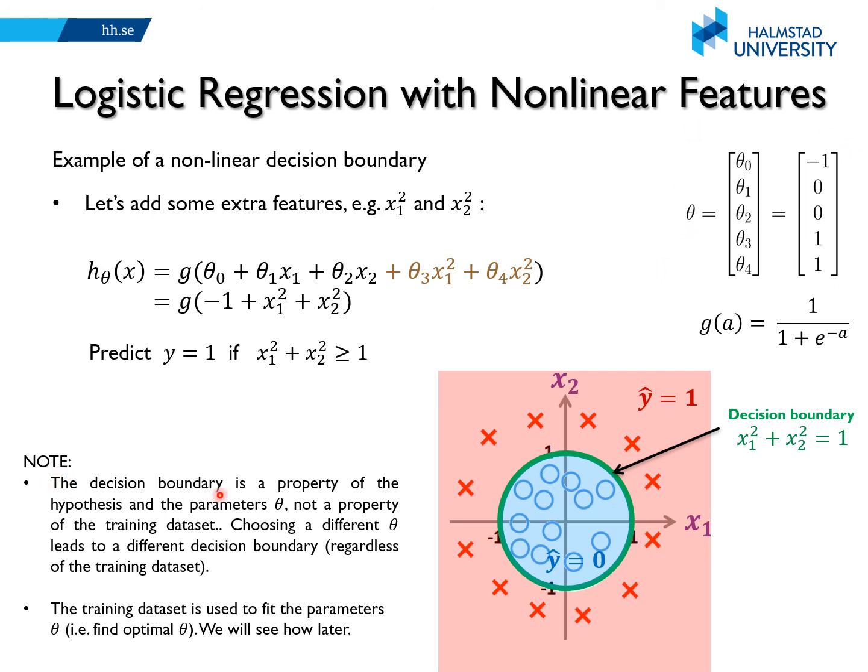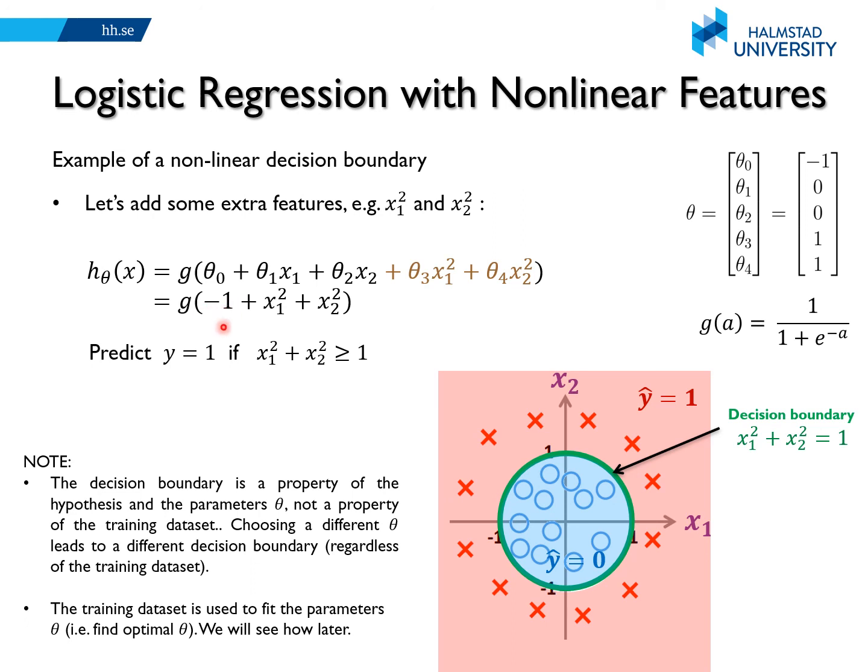Please note that by varying the parameters theta, we get a different decision boundary. So the decision boundary is a property of the parameters. It's not a property of the data, because regardless of the data that we have, by varying theta, we get a different decision boundary. And the training data is used to fit those parameters theta, to find the optimal parameters theta by minimizing, for example, the cross entropy cost function as we saw in the previous video.